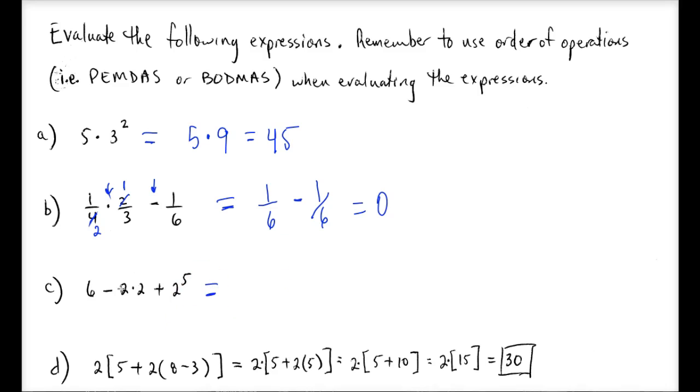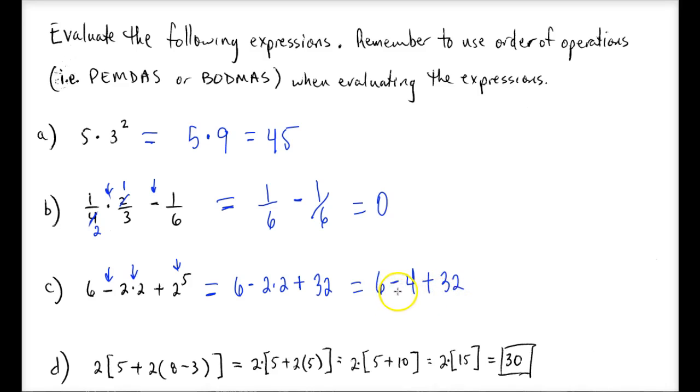For the next example, we have subtraction, multiplication, and exponents to deal with. So what we want to do is do the exponents first, and so 2 raised to the 5th power is like multiplying 2 times itself 5 times, and that ends up giving you 32. Then from there, we're going to do the multiplication because that's the next highest thing on the order of operations. And so 2 times 2 is 4.